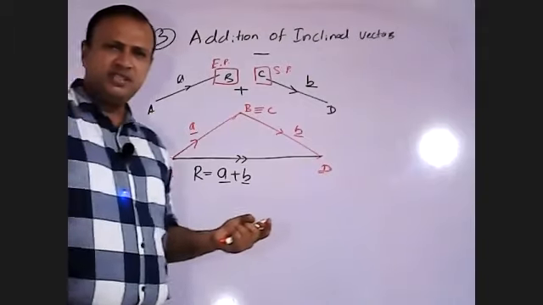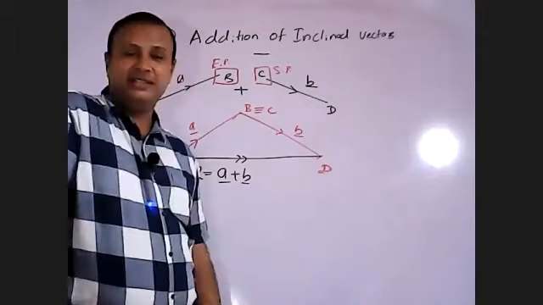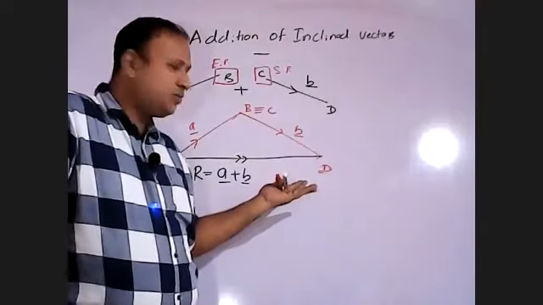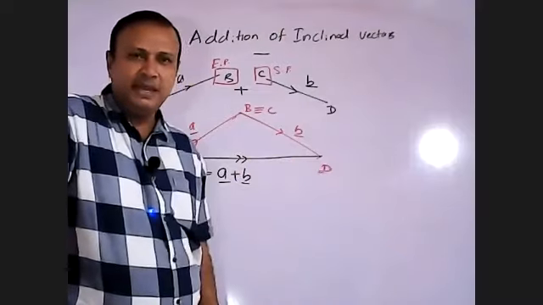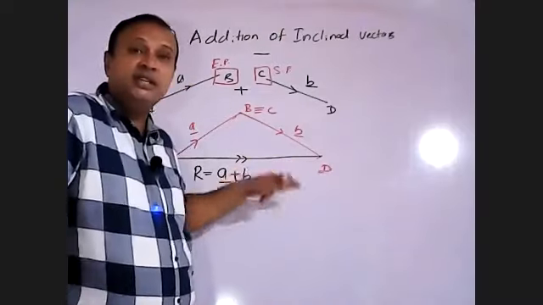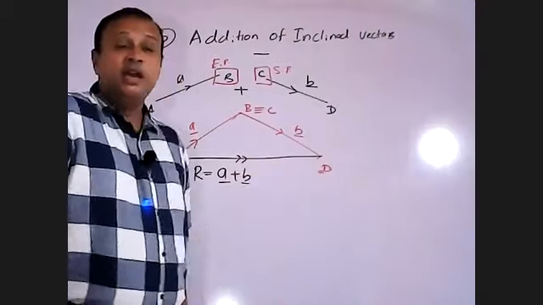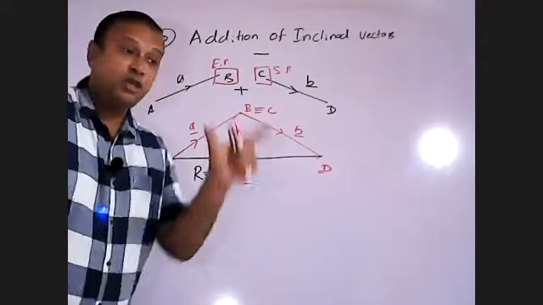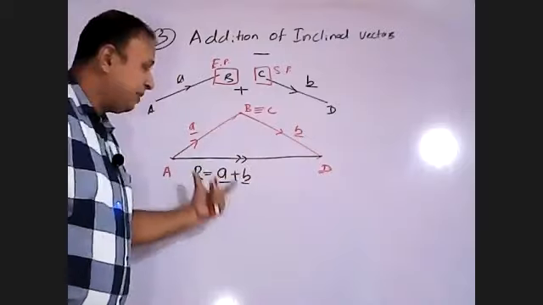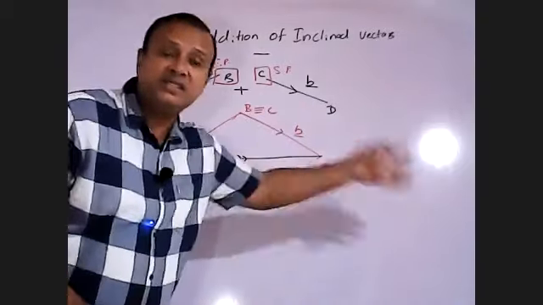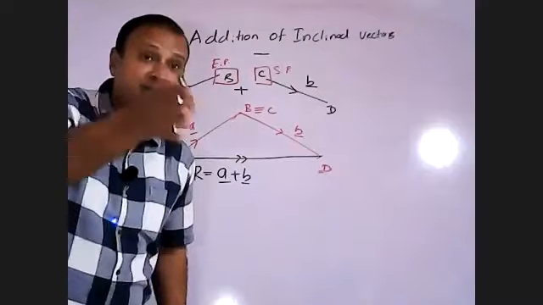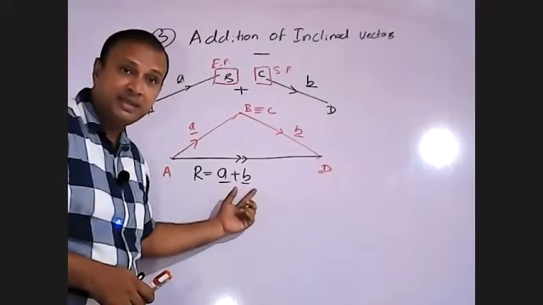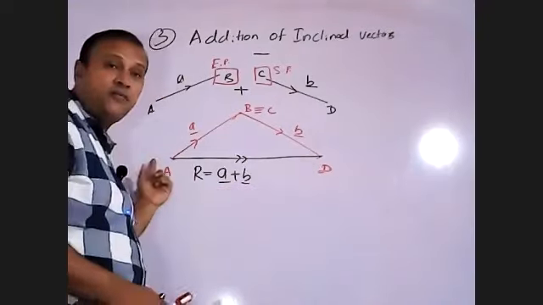Then what is the difficulty? The difficulty is finding the magnitude and direction. You can join these two vectors, that is an easy thing, but this is not the end. If you are asked to find the addition or summation of two vectors, you have to give the magnitude as well as the direction. So the magnitude of the A plus B vector is equal to the length of AD.